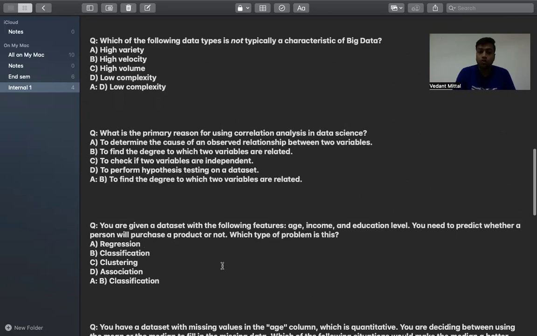The next question is, you are given a data set with the following features: age, income, and education level. You need to predict whether a person will purchase a product or not. Which type of problem is this? So basically, it is a classification problem, because we are deciding whether he will buy or whether he will not buy. So basically, we are classifying it into a category.